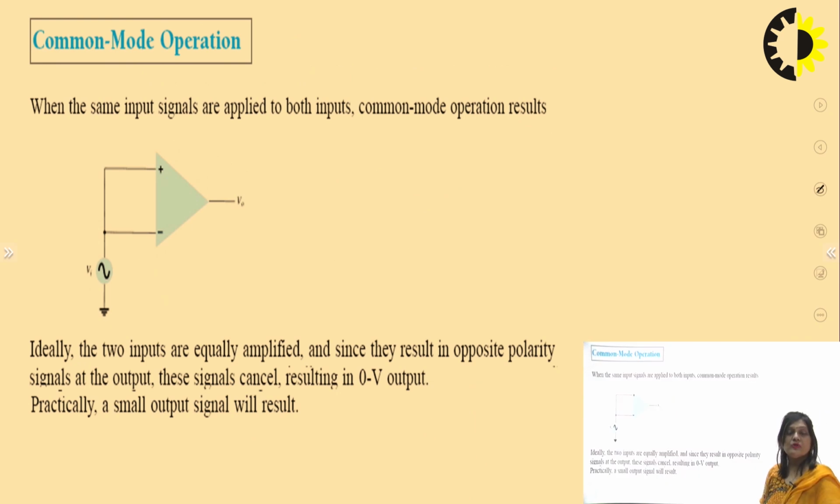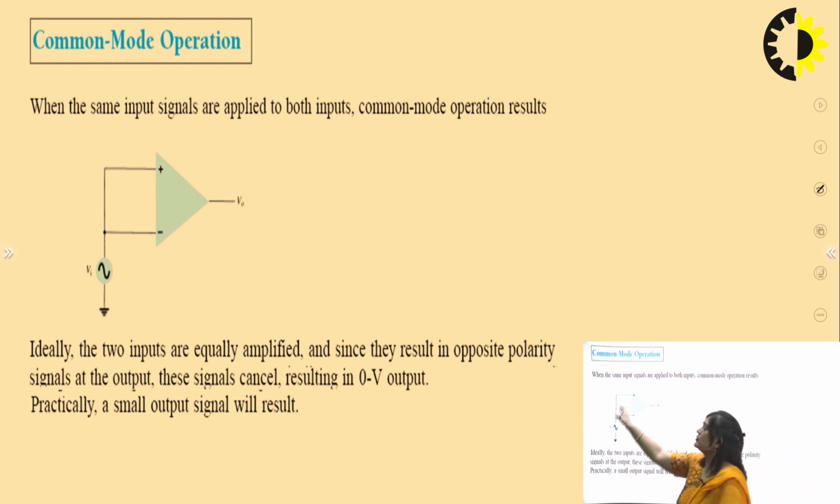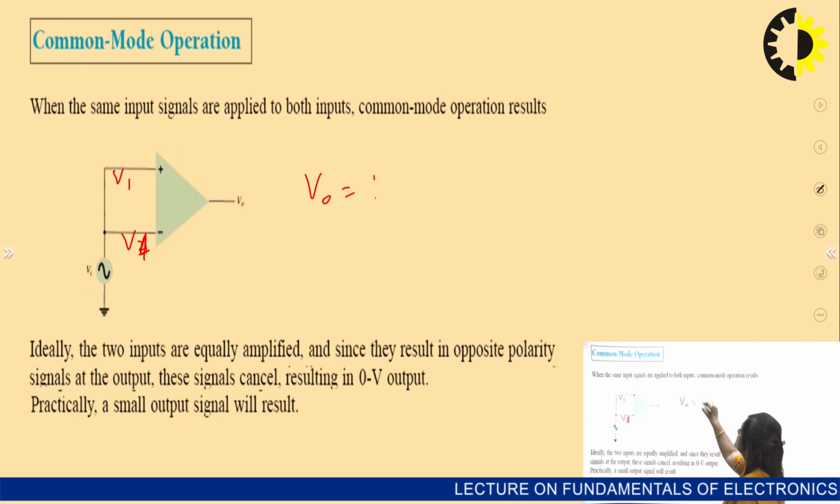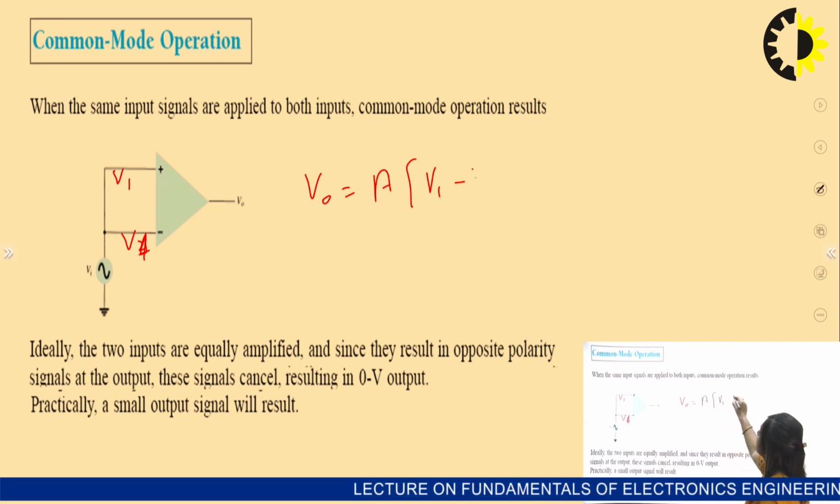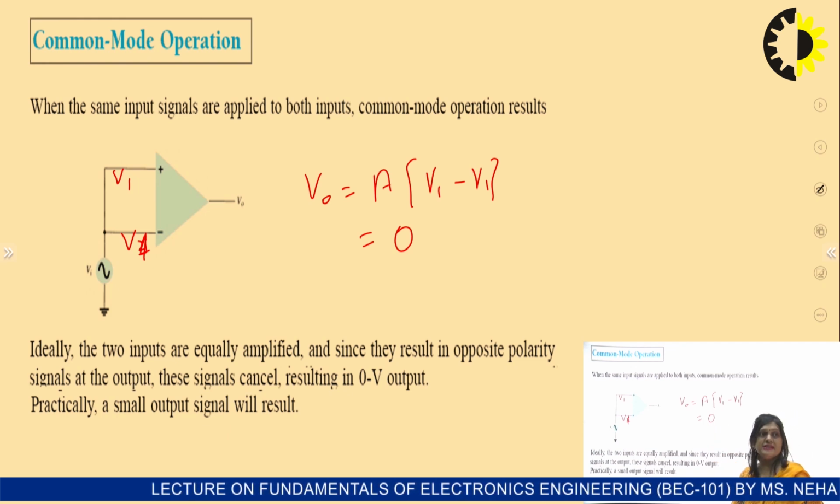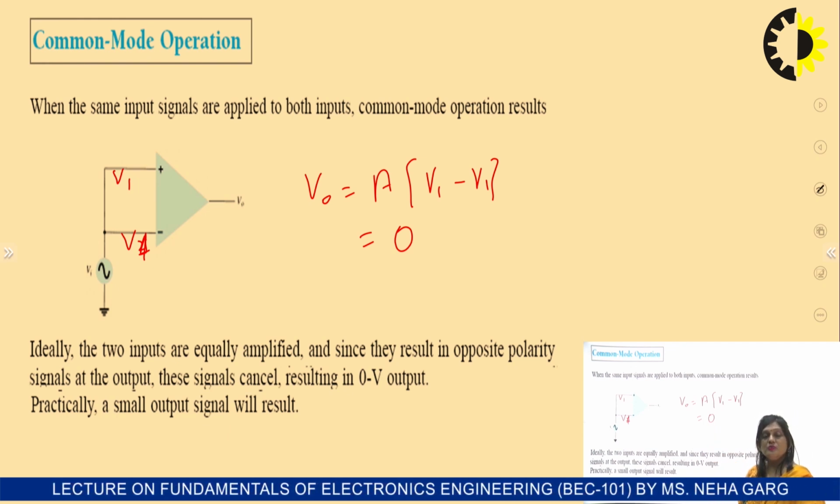After that, common mode operation. So common mode operation means we have applied the same input at both ends, like at plus we have applied V1, at minus we have applied V1. So output would be equal to A times (V1 minus V1). So ideally the output must be 0 if we have applied the same input at both ends. So output must be 0.